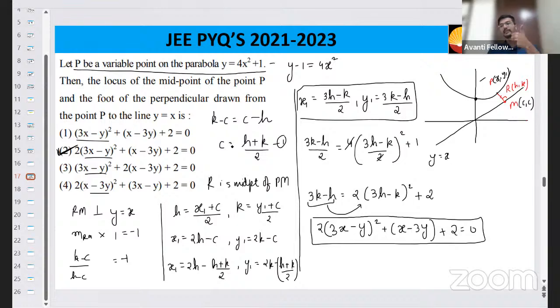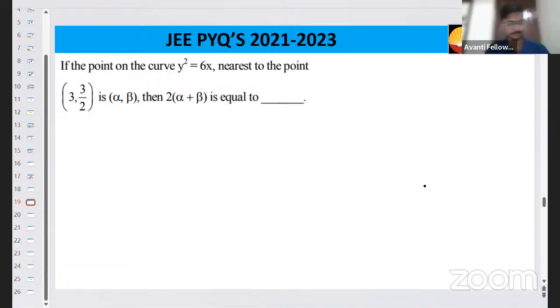I hope it is clear. Right, guys? It is very clear. It was a nice sum, a question based on locus. So let's do the next one. This is the next question.